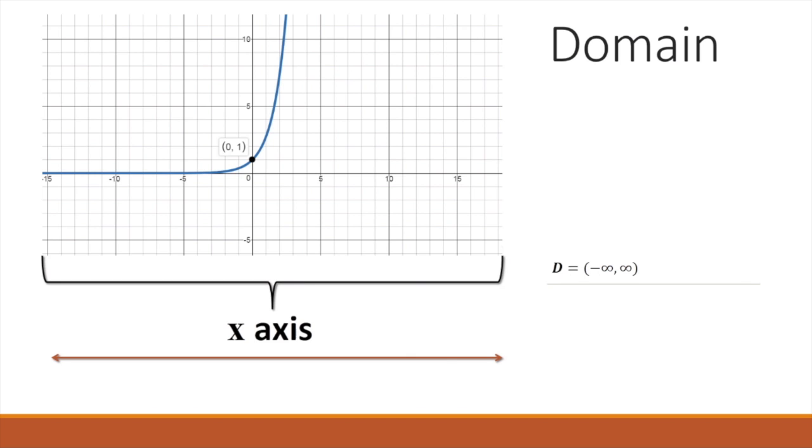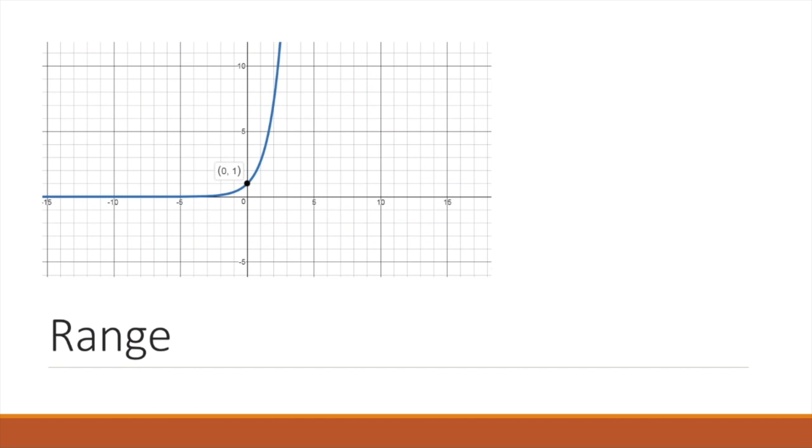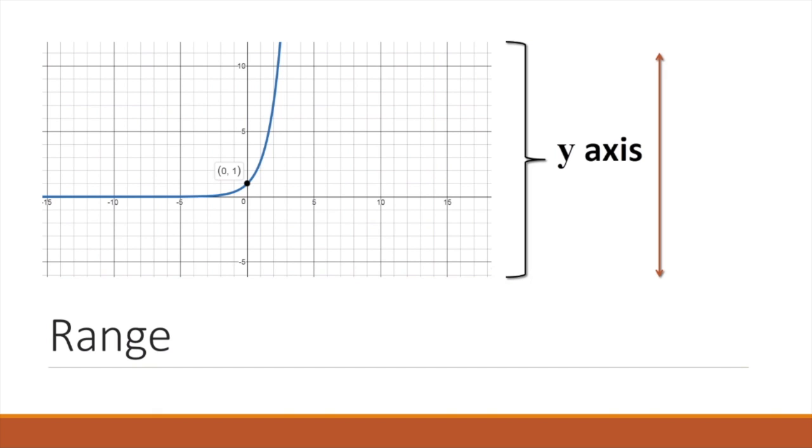Same thing for the range, but here we take into account all the possible values on the y-axis. If we check the graph, we see that the line goes infinitely upwards, but it never touches 0. Okay? So we conclude that the range is (0, infinity). This is important: 0 is open, because it never touches 0. It has an asymptote there.